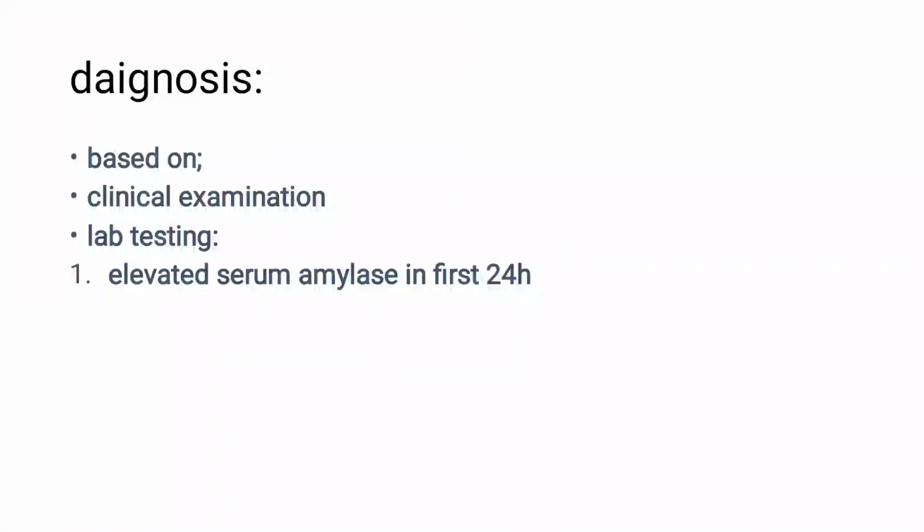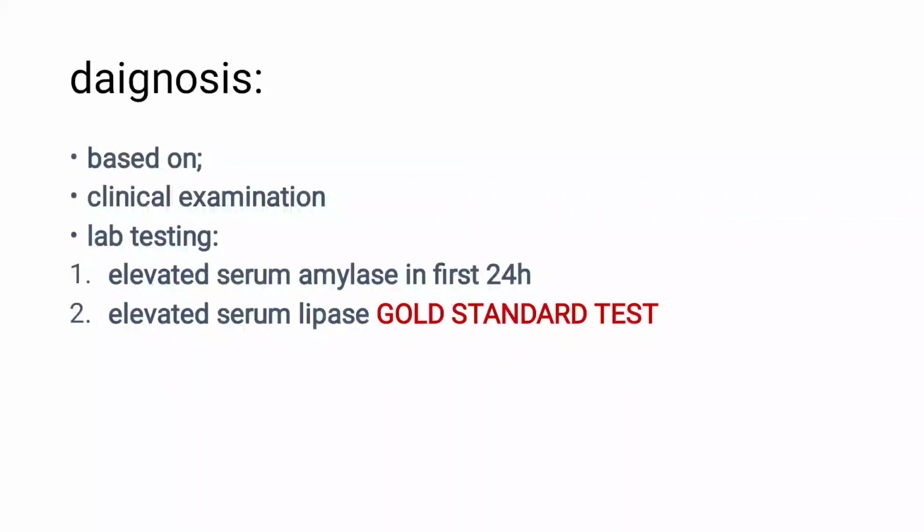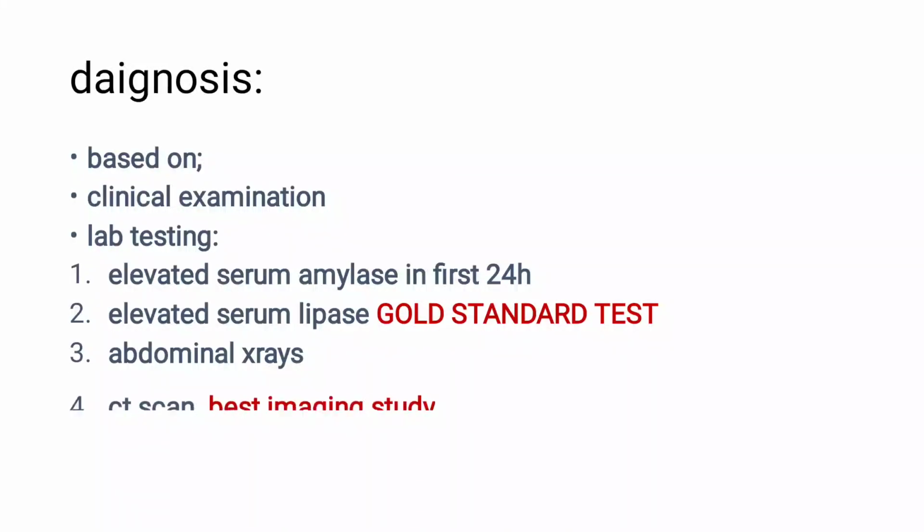So the diagnosis is mainly based on clinical examination. We have discussed the clinical presentations and then the lab testing. So you have to go for the amylase. You have to see the serum amylase, which will be elevated in the first 24 hours. However, the gold standard test is serum lipase, because amylase can be elevated in other conditions like infarction of the mesentery and ectopic pregnancies. But serum lipase is only elevated in the condition of pancreatitis. Then you should go for abdominal x-rays and CT scan, which is the best imaging study.